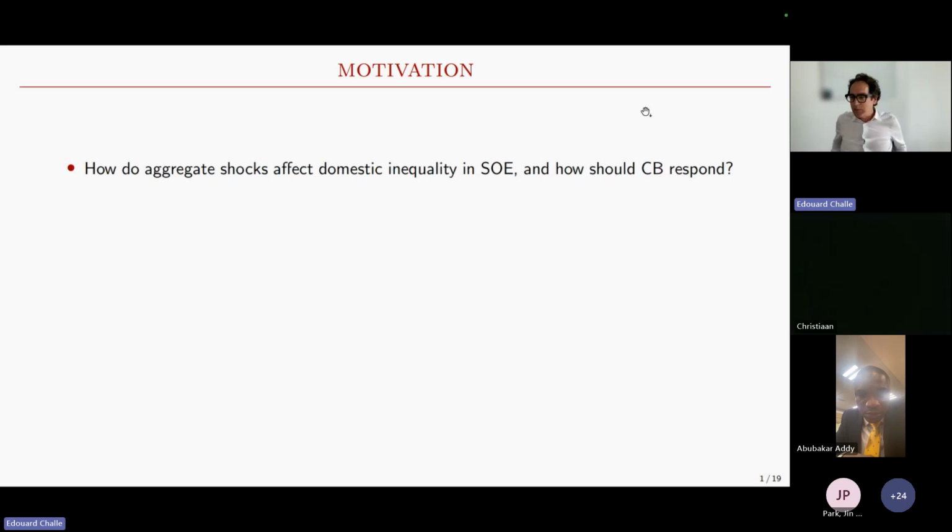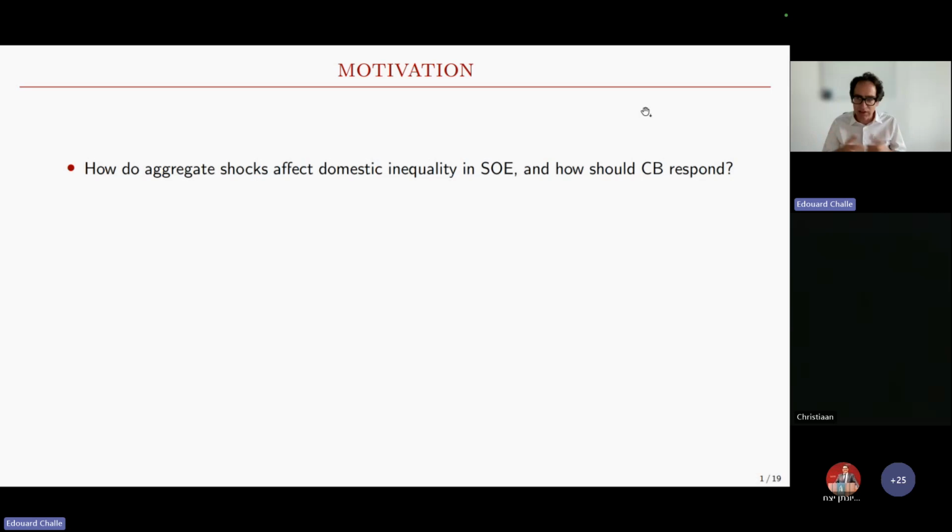Well, small open economies, and Israel is one, are regularly hit by shocks originating from abroad. And those shocks have the usual effects on aggregates that have been relatively well studied in the literature, but usually they also affect distributions, the distribution of income, and possibly the distribution of wealth, and ultimately the distribution of consumption. And this is something that welfare-concerned policymakers should care about.